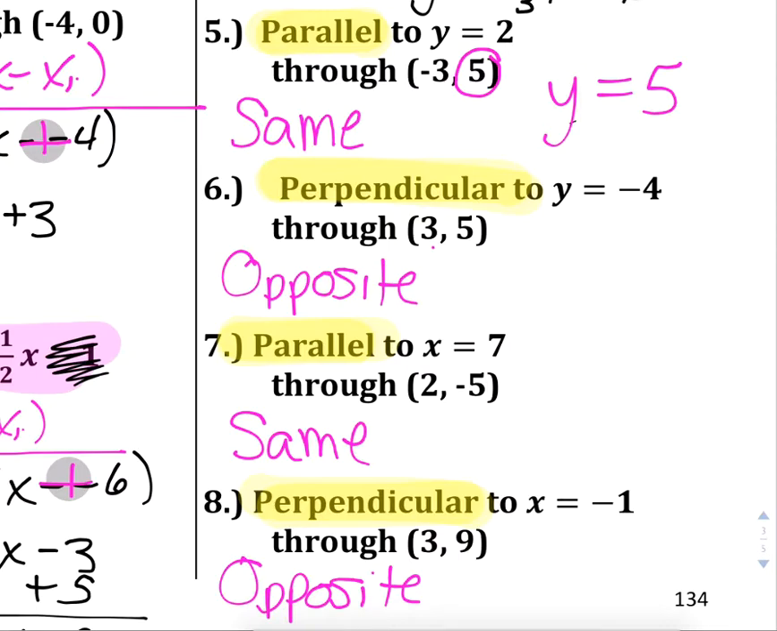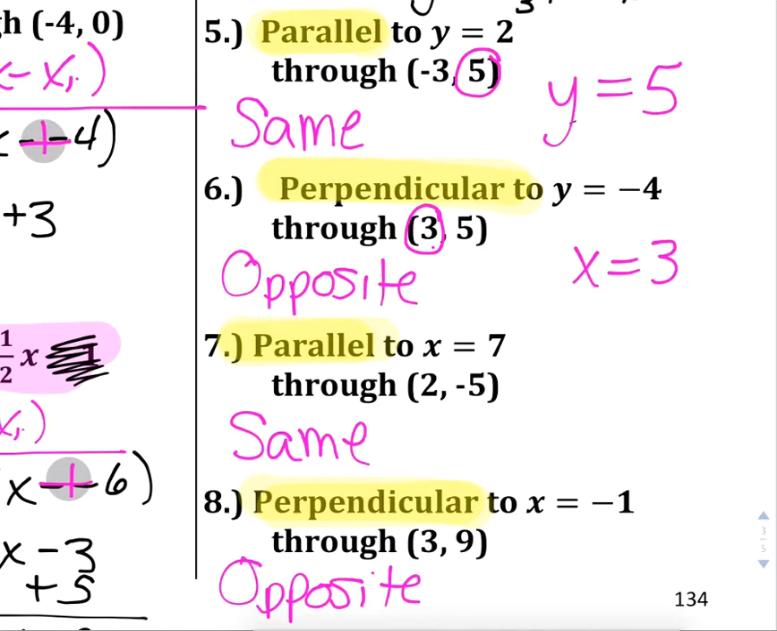Problem number 6 is different though. I want to be perpendicular to y equals. So I don't want to be the same y equals. I want to be the opposite of that. I want to change to an x equals. And what does my x equal? 3. Those are my answers. Okay? Parallel means use the same. Perpendicular would mean change it and go to the other one. Okay? All right, let's look at number 7 and 8.